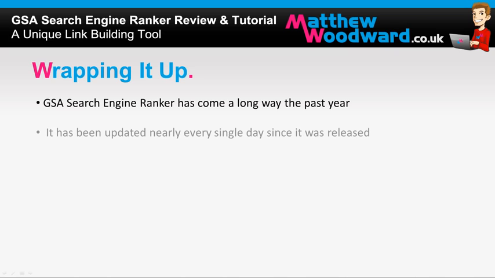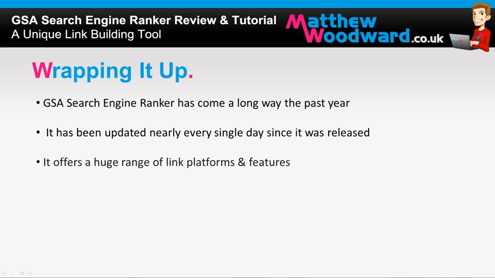So there we have it. GSA Search Engine Ranker really has come a long way the past year and has been updated nearly every single day with bug fixes, minor features and major features. It can post to a huge range of link platforms and includes a bunch of advanced features such as the anchor text control. One of the features I really like though is the ability to remove links GSA has created in one click. Who knows what Google will penalise next, and that is a handy feature to have.